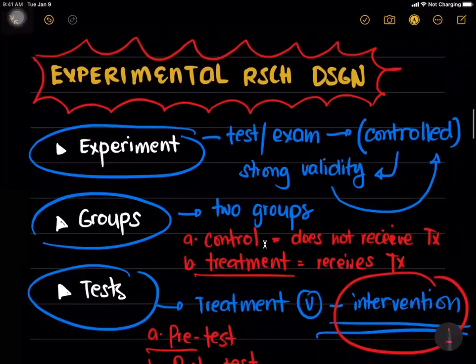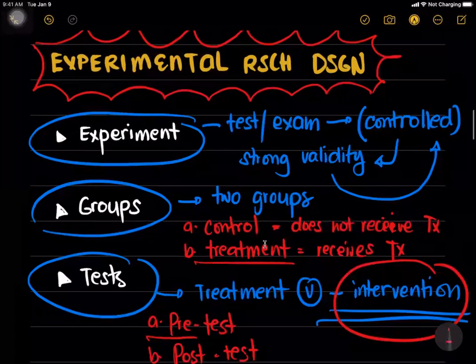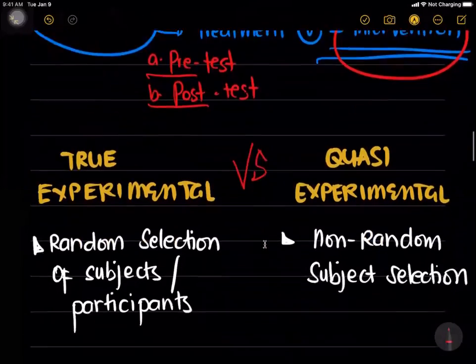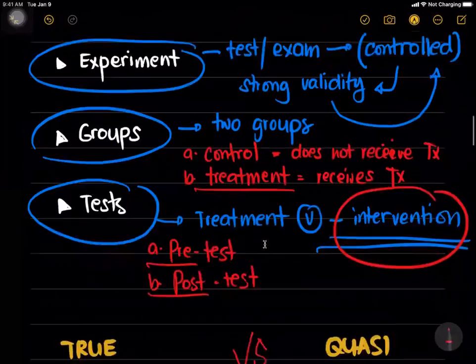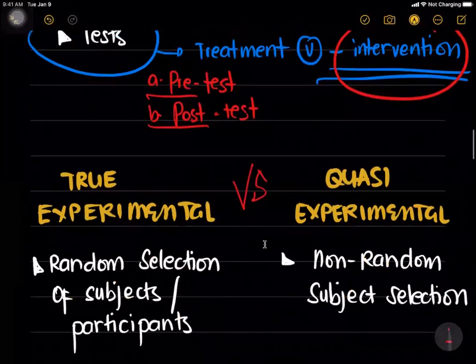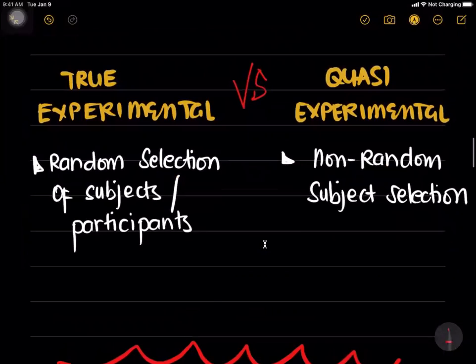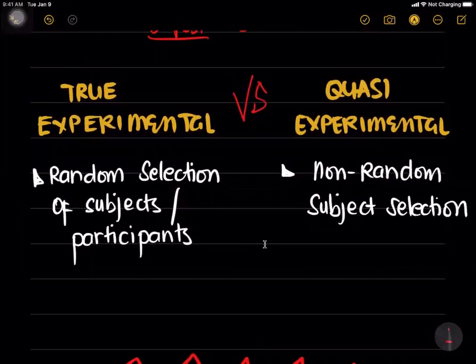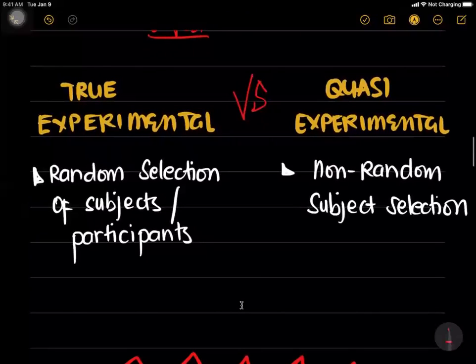So again, your experimental research design has the concept of experiment, the concept of groups, and the concept of tests. Now, for your experimental research design, class, let's also take a look at the two types. We have your true experimental research design and quasi-experimental research design. Now, let's cut the deal short and establish the major difference between the two.